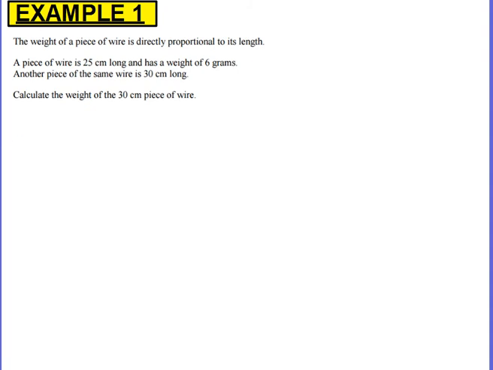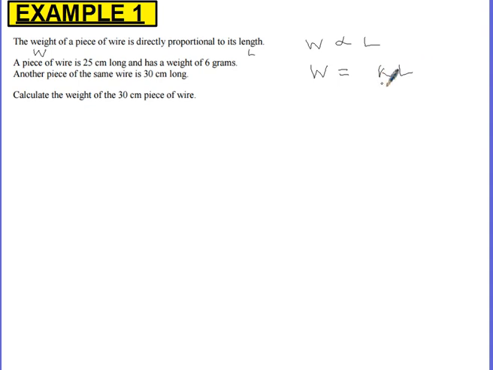So we probably need to start off by assigning a letter. Let's have W for the weight and L for the length. So we could write this statement like this: W is directly proportional to L. This is the proportion symbol that we use. Effectively, all that means is that these two are linked like this, and that means the weight is some multiple of the length.